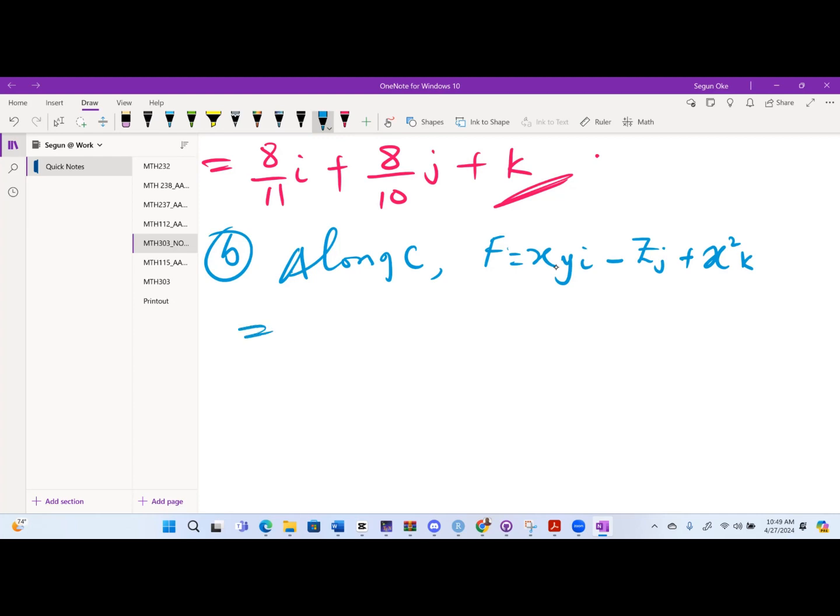Substitute our value there. What do we have? Well, what's the X now? Our X is T squared, and Y is 2T. So if I substitute the value, what do I have? I have X squared, 2T squared, and 2T rather. So minus Z is T cubed.